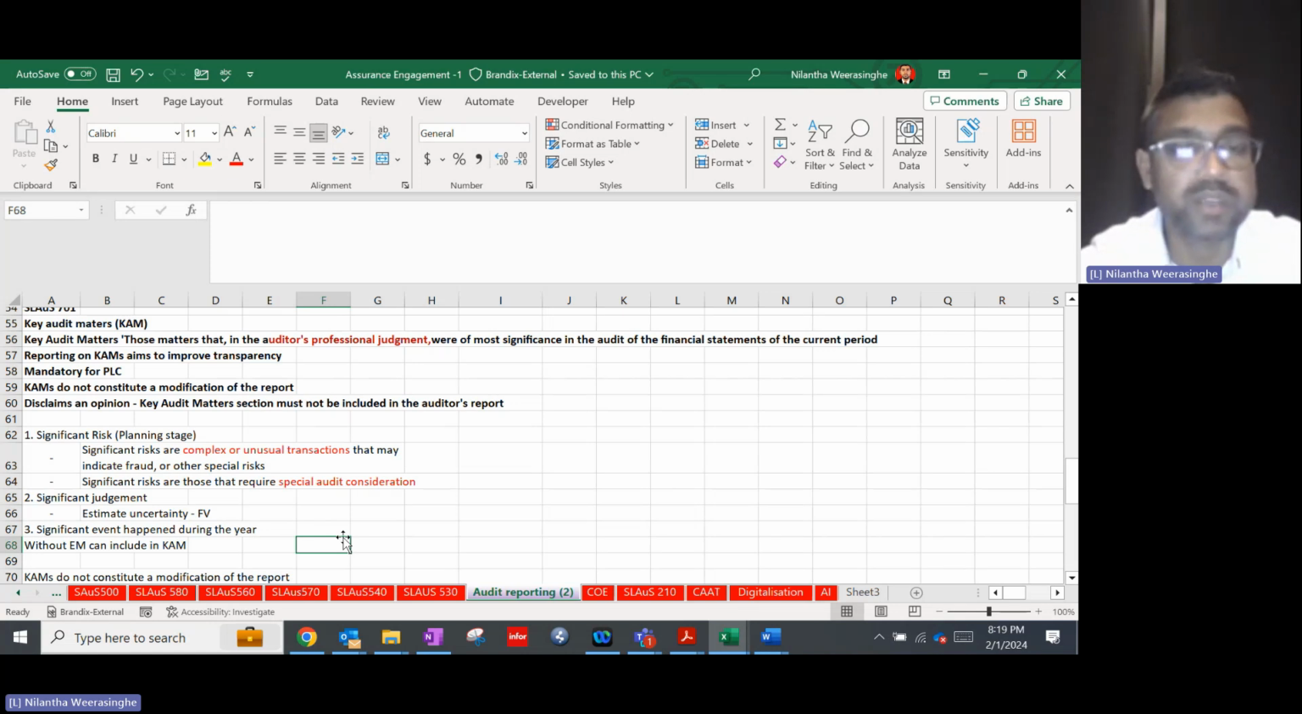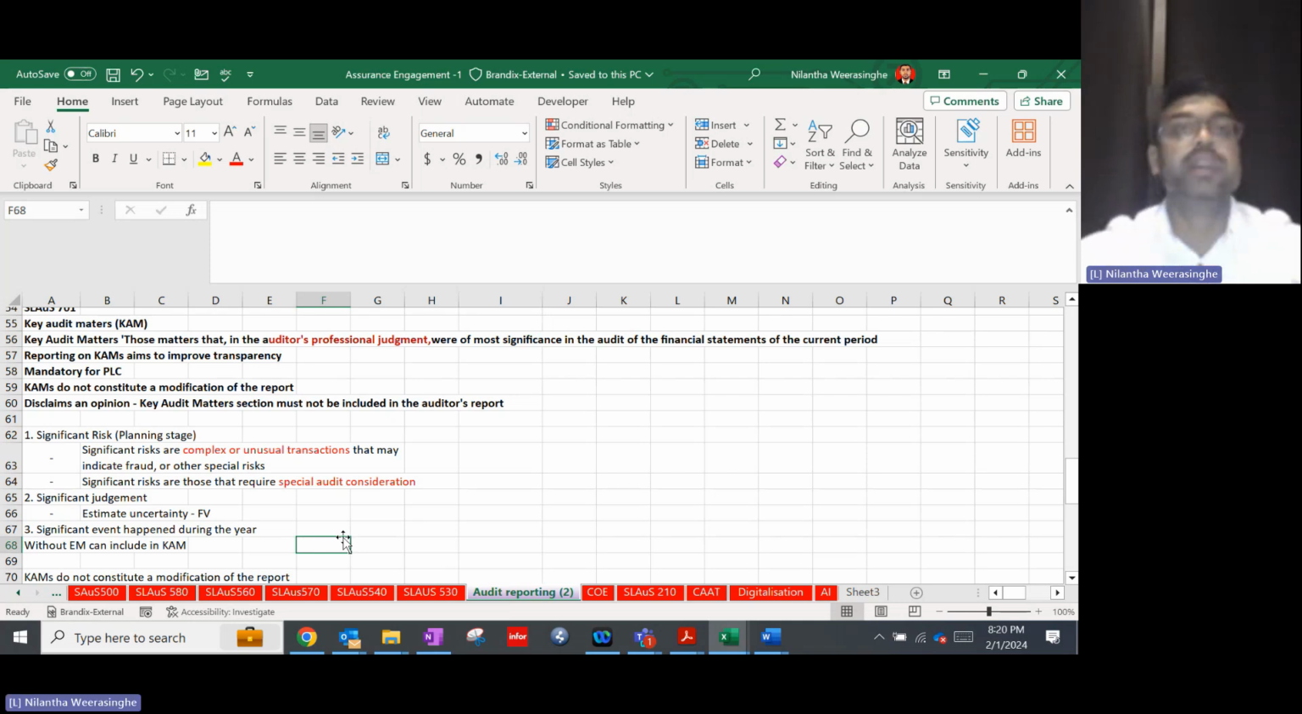This is the examiner's famous question. Therefore, you have to put some extra attention to this area. I'll summarize again. Key audit matters means you include significant risk, significant judgment, and significant events that happened during the year. Those are the key audit matters. Including a key audit matter is not a modification to the report.